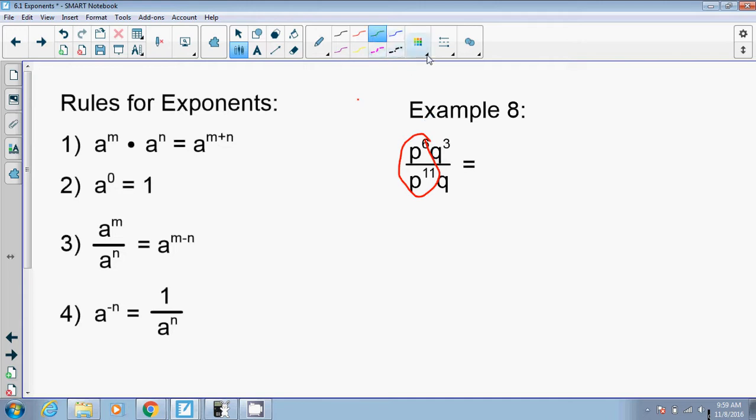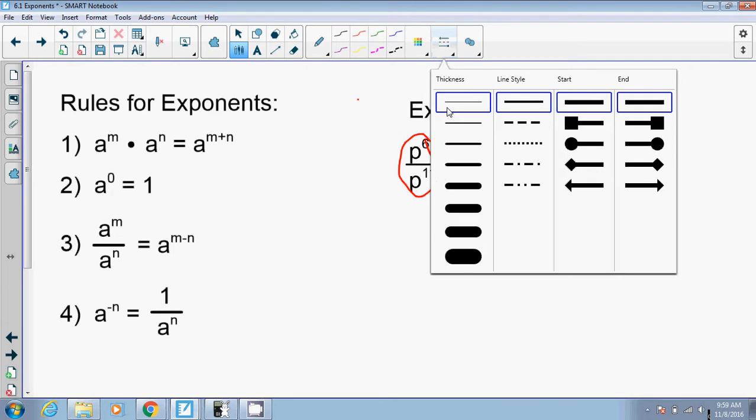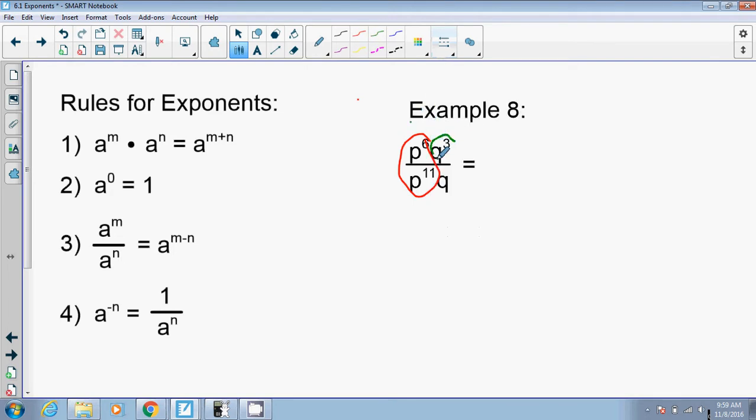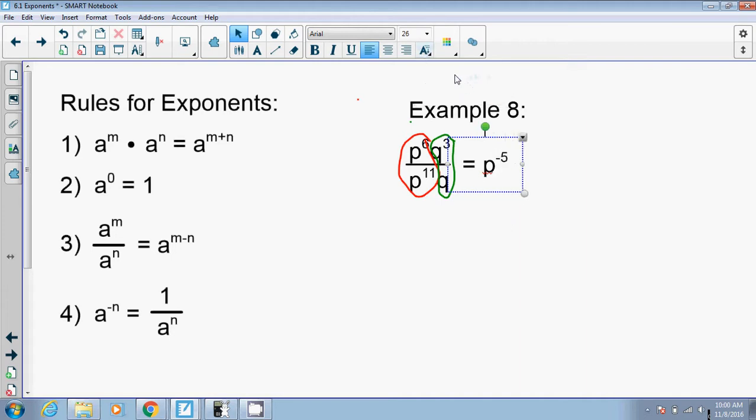And then I also know I have a q in the top and a q in the bottom. Those are similar bases that I will also divide. Alright, so remember when we are dividing here, all we're doing is we're subtracting the exponents to the similar bases. So the base of p, I have 6 minus 11. 6 minus 11 is negative 5. And the q, 3 minus, again there's technically a 1 there, is 2. So I have q squared.